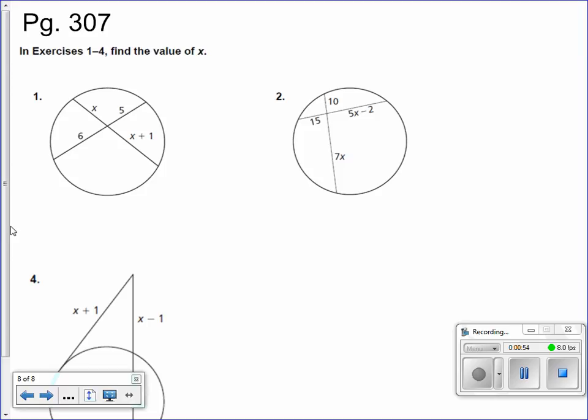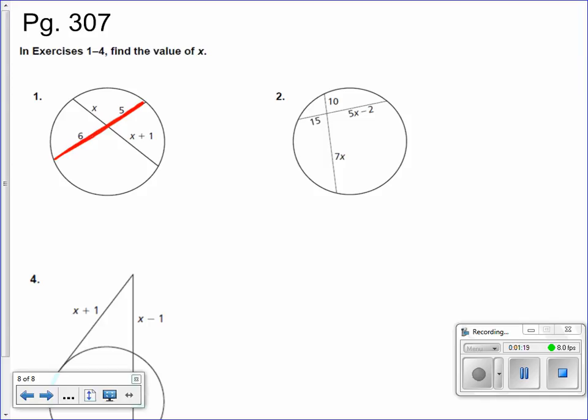Numbers 1 and 2, actually. We learned 3 different theorems yesterday involving segments inside of a circle. The first one involved 2 chords intersecting in a circle. When that occurs, the chords divide each other into these pieces where the product of those pieces are equal to each other. Okay. So let's start with this chord here.